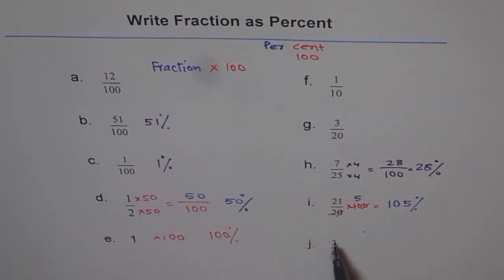And this one is 3 over 4. How will you get that as a percent? Multiply by 100 and you should get your answer, which is 75%, correct? 3/4 of 100 is 75%, correct? So that is how you do these percents from fractions, correct? Practice them and then move on to the next worksheet. Thank you.